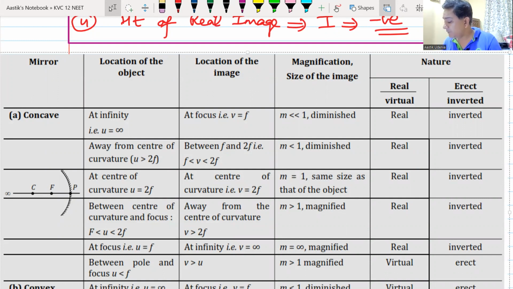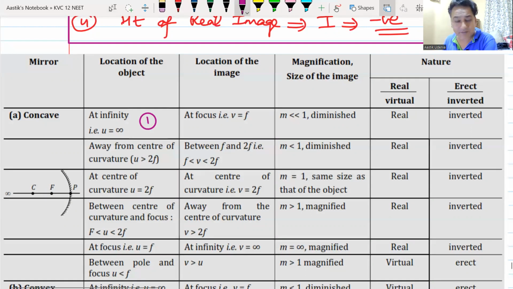For concave mirrors, we have 6 points. Number 1 point is when you place it at infinity. Number 2 point is between infinity and center of curvature. Number 3 point is at the center of curvature. Number 4 point is between F and center of curvature. Number 5 point is at the focus. And number 6 point is between the focus and the mirror.